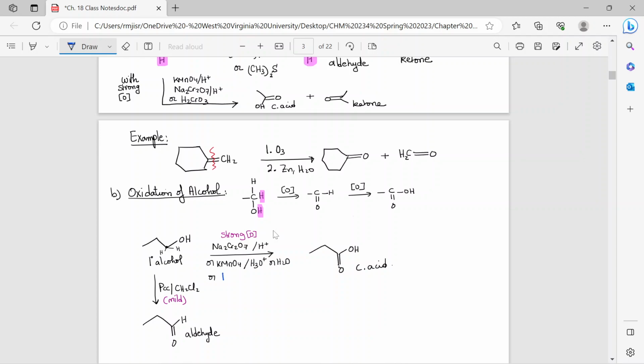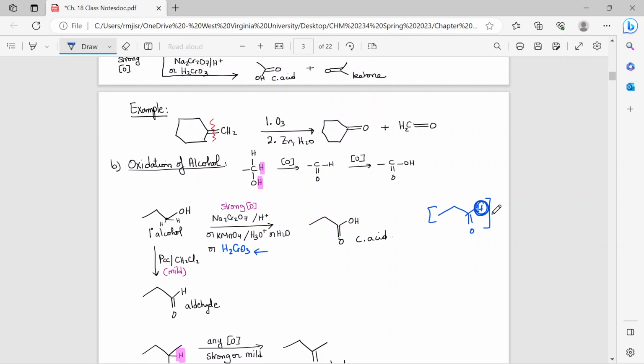Or we can use Jones reagent, which is H2CrO3. This is a chromic acid. This is a very strong oxidizing agent. It will oxidize the primary alcohol all the way into a carboxylic acid. It will pass by an intermediate, and the intermediate is going to be an aldehyde, but that intermediate will not be isolated, so the hydrogen over here will be oxidized further due to the strength of the oxidizing agent into an OH. So you're going to get a carboxylic acid, and this is just from primary alcohols, not secondary alcohols.